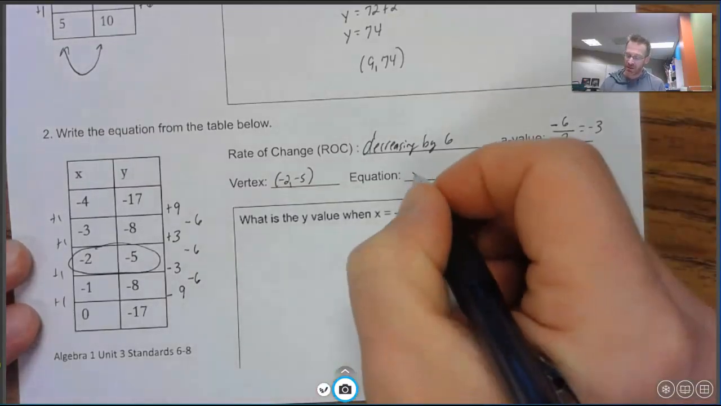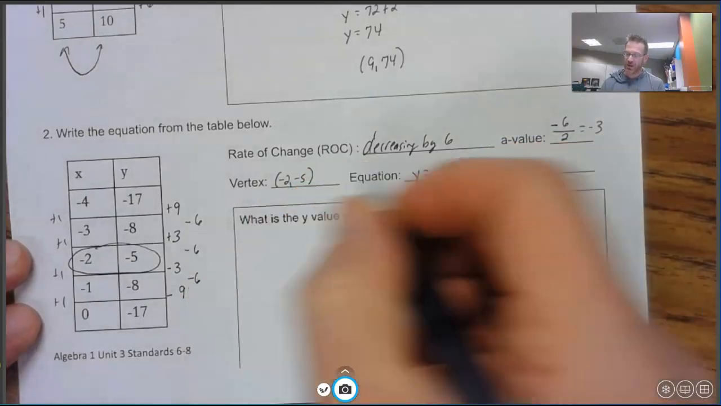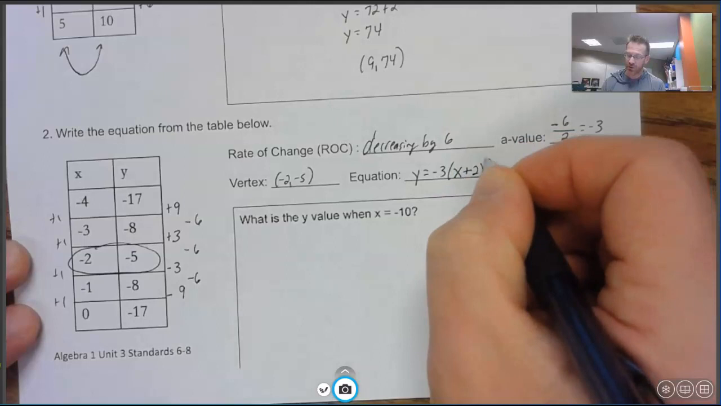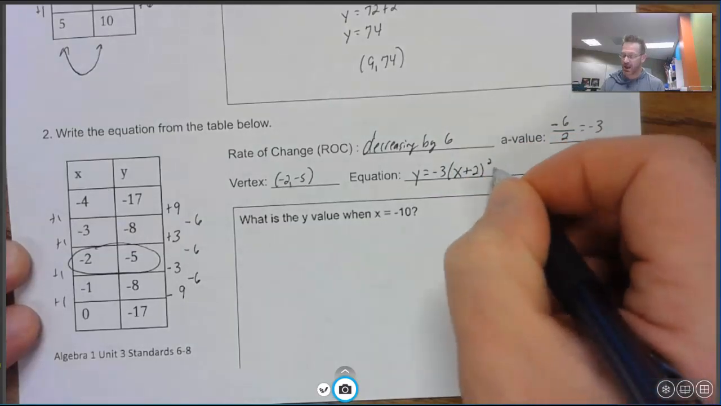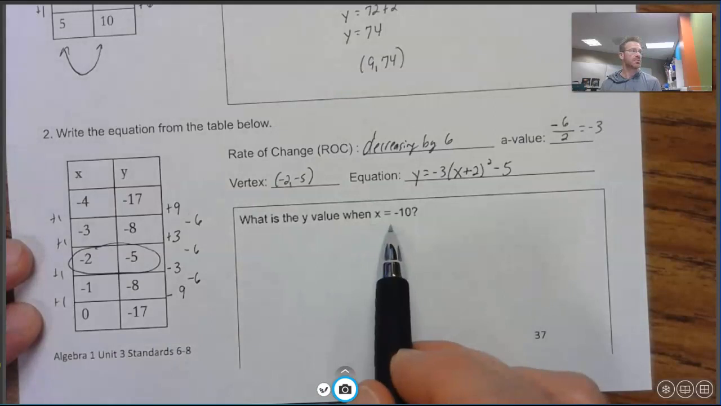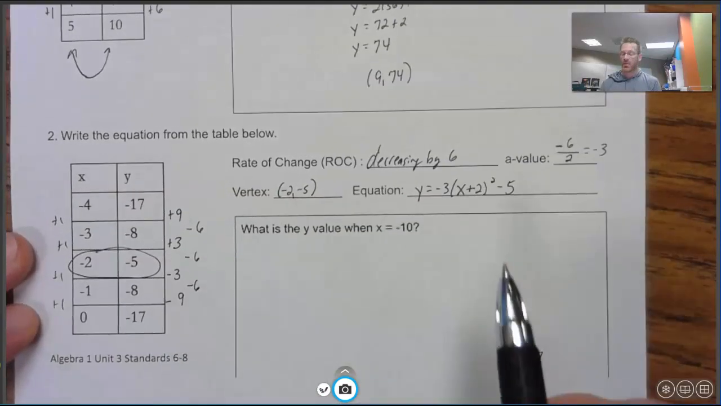Now I take that a value, and I take my vertex. X minus -2 becomes a +2, and then I have the little 2 on the parenthesis. Remember, that's what makes it quadratic, that exponent of 2. So make sure you include that. Otherwise, you'll have a linear equation, and you won't get the right value when we start predicting in just a moment.